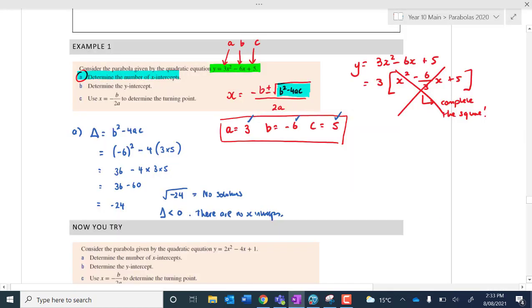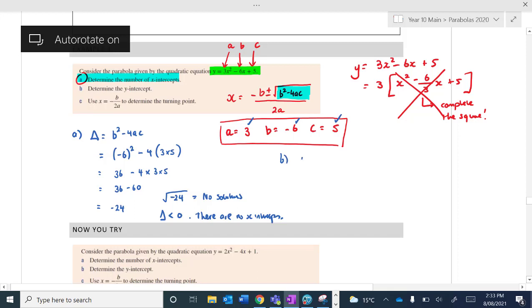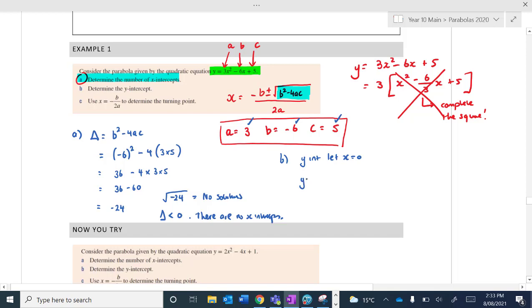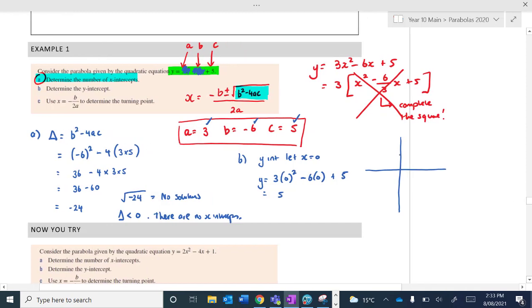Now the y-intercept should be the easy part, because for the y-intercept we let x equal 0. And of course, this is in this form here. So we've got y equals 3 times 0 squared minus 6 times 0 plus 5, which is just going to be that constant there, isn't it, which is 5. Okay, so we know that the y-intercept is 5, and we've sort of seen that it goes something like this.